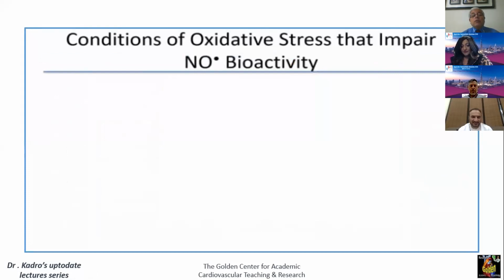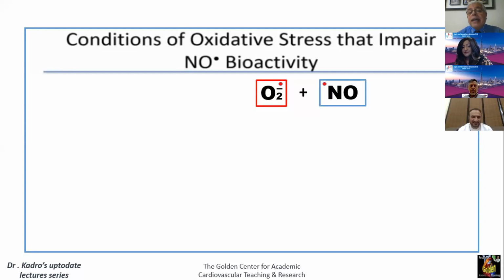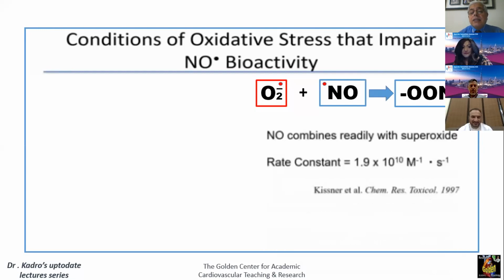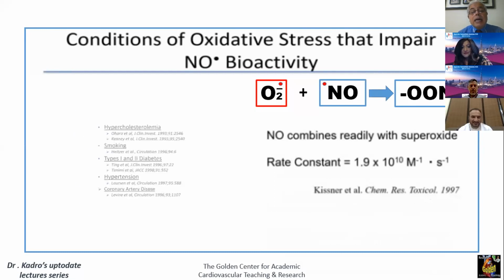So how do we get endothelial dysfunction? The most important thing is oxidative stress, because if we have superoxide and reactive oxygen species, when they interact with nitric oxide, they produce this substance, peroxynitrite. This chemical reaction is quite fast, happens like a diffusion, and the rate constant is really high.